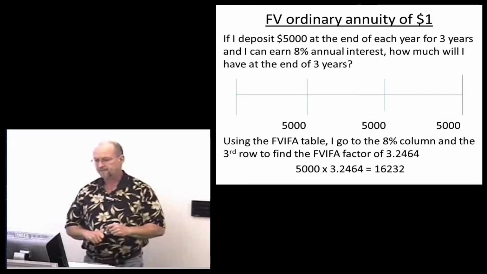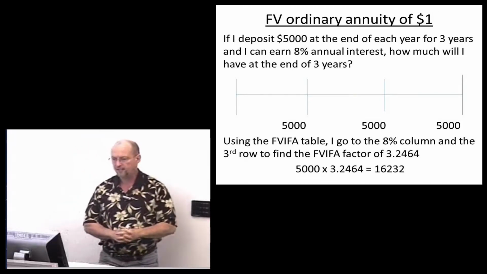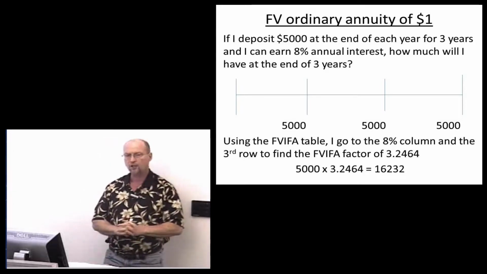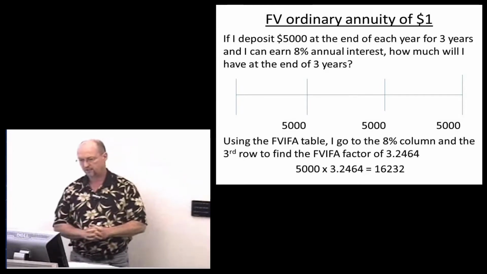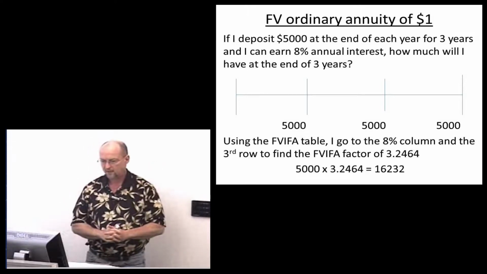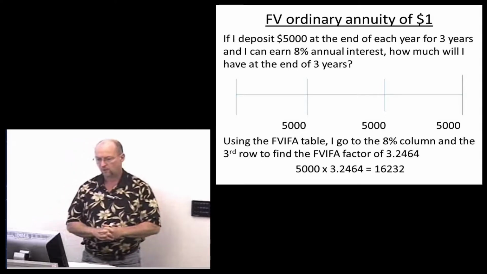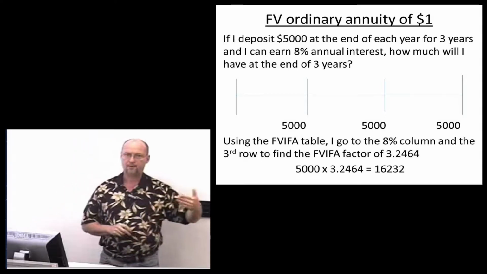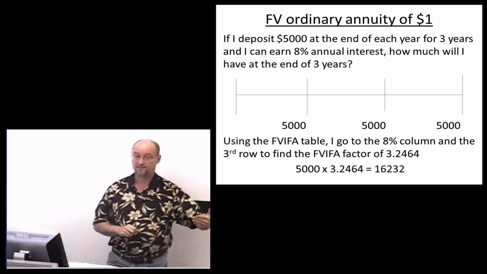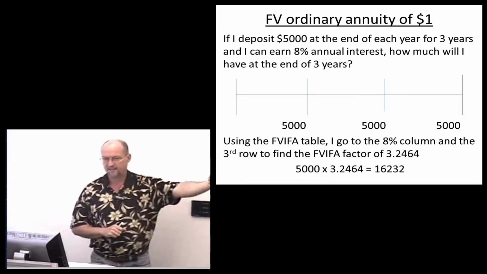If I deposit $5,000 at the end of each year for 3 years, and if I can earn 8% interest, how much will I have at the end of 3 years? Okay, well, we can do this a couple of different ways. December 31st, I deposit $5,000, and then in year 2, I'm going to earn 8% interest on that.